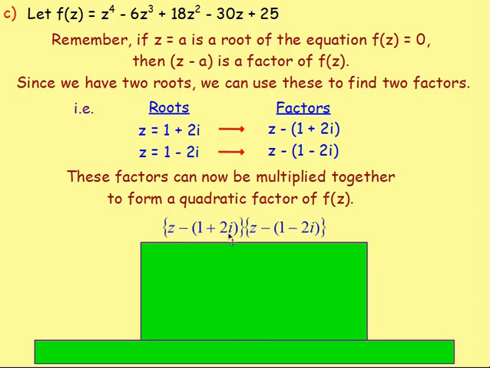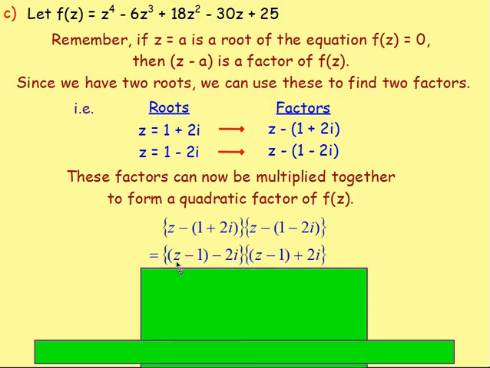So the real parts are the bits without any i's, so we've got z take away 1. You can say z take away 1 would be the real part, and if you multiply the brackets, you'd have take away 2i, and the take away 2i would be the imaginary part. With the other set of curly brackets, if you multiply out the brackets, you'd have z take away 1 and then plus 2i. The real part would be z take away 1, and the imaginary part would be the plus 2i. That's the bit with the i's.